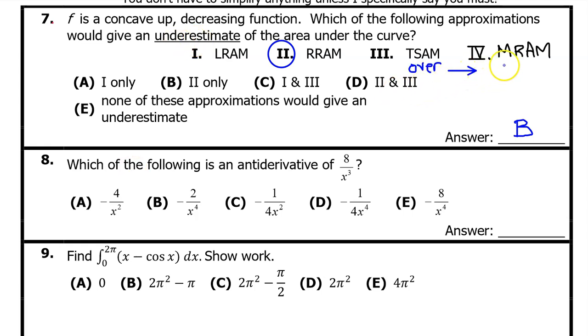For the sake of completeness, let me mention the other approximation method called MRAM, which stands for midpoint rectangle approximation method. We do not answer directly whether MRAM gives an overestimate or an underestimate. We don't draw a picture of MRAM. Instead, we memorize that MRAM does the opposite of TSAM. So we draw the trapezoid, we saw that it was an overestimate. That means that MRAM will automatically be an underestimate.